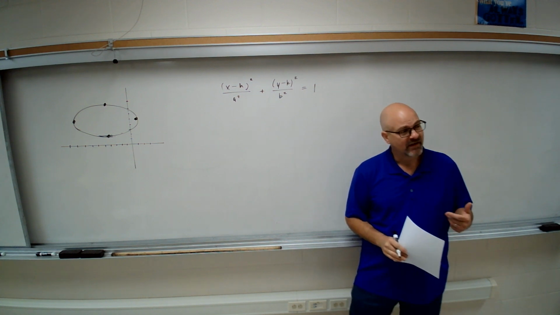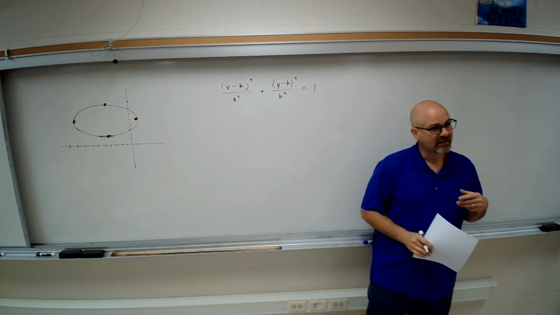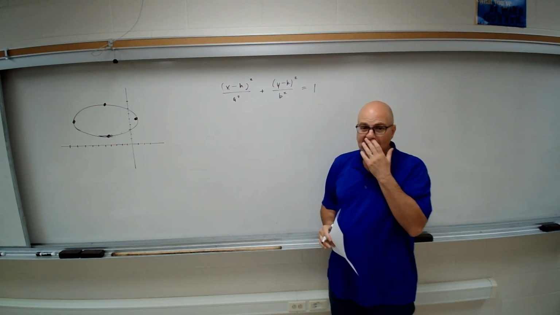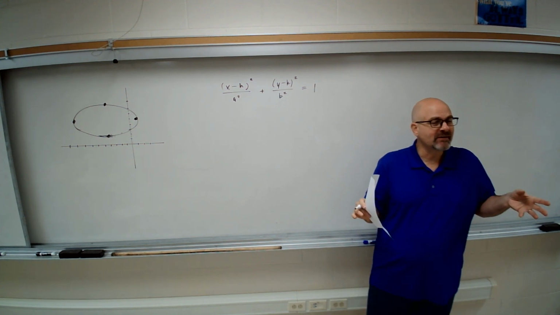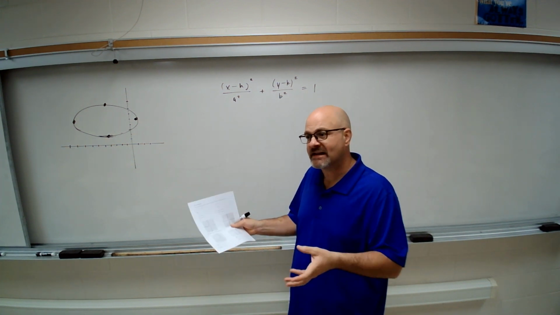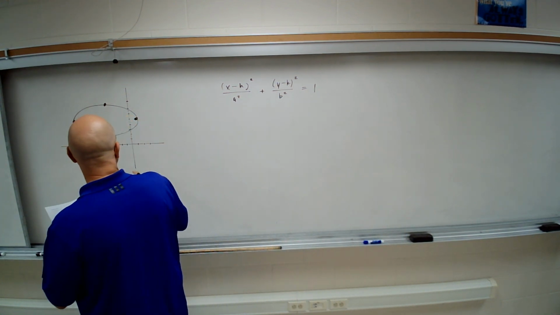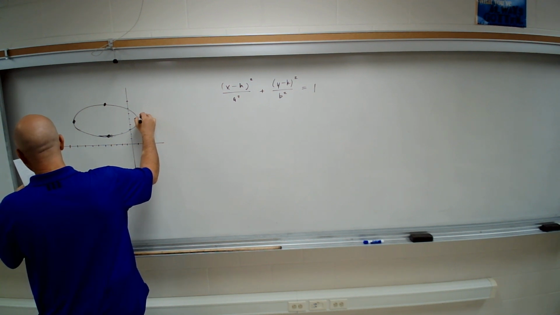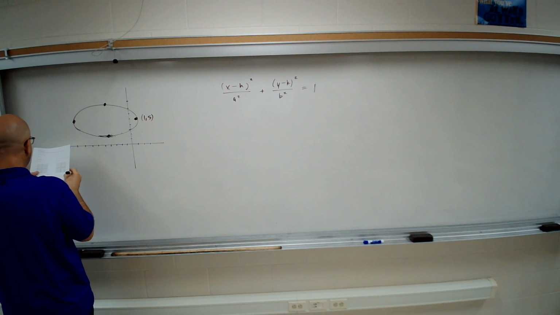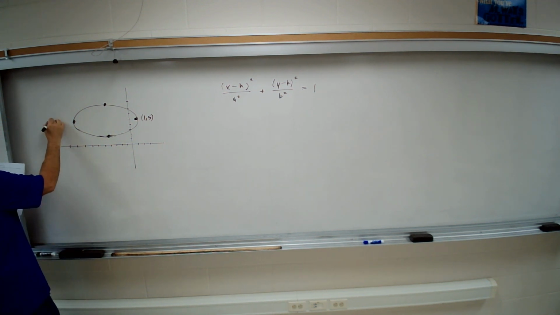So now we have to find a and b, and then we also have to find h and k as well. Okay, so the first thing we'll do is look at the graph. We can pretty much see where the vertices and co-vertices are going to be, and from that we can reason out where the center is going to be. So this point should be at (1, 5), and then over here is (-9, 5).